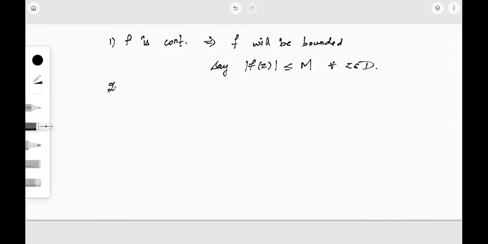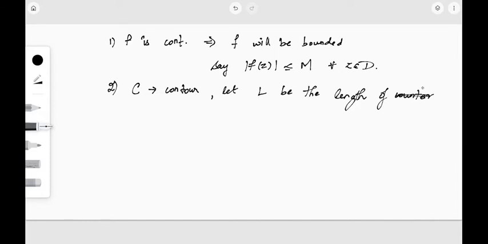Now the second thing that we are going to keep in mind is C is the contour that we are considering, given in our theorem, and let L be the length of the contour. Okay, so can anyone guess where we are going? So yeah, we are moving on to the ML inequality. We will be using it here. So L is the length of the contour.